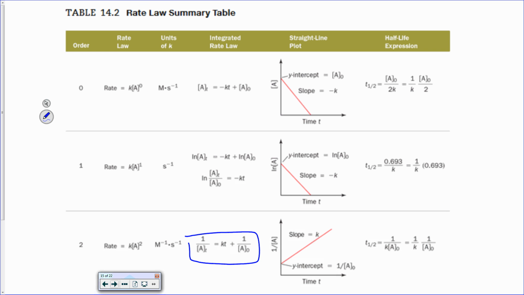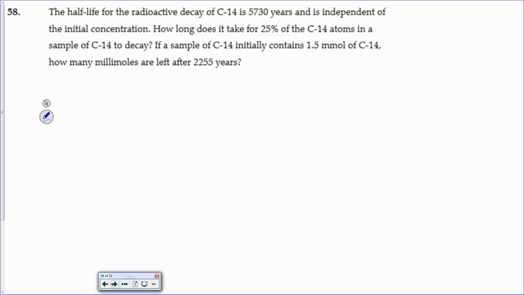All right, so the next question is talking about radioactive decay. So 58 is talking about the C14. We use this in radiocarbon dating. You've heard of this. Radiocarbon dating looks at the ratio of the different isotopes of carbon. Those are the C12, the most common, the C13, and the C14.